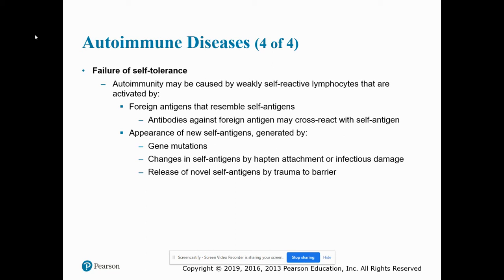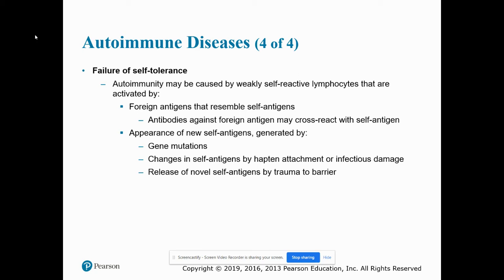In addition, there could be appearance of new self-antigens, and these could be generated by gene mutations, or changes in self-antigens by hapten attachment or infectious damage. Remember, haptens are incomplete antigens, and they attach to body cells. And at that point, the immune system goes after not only the hapten, but the body cells as well.